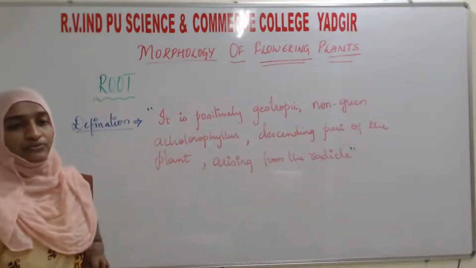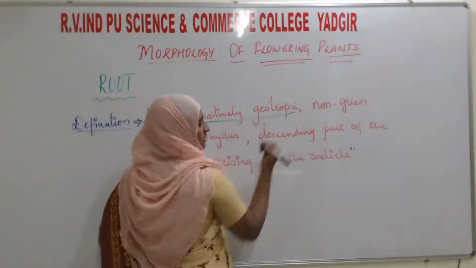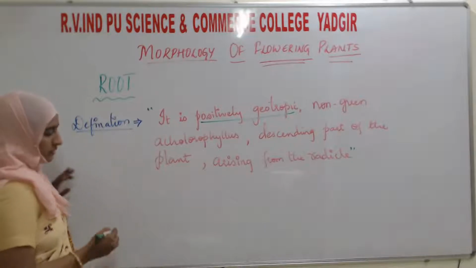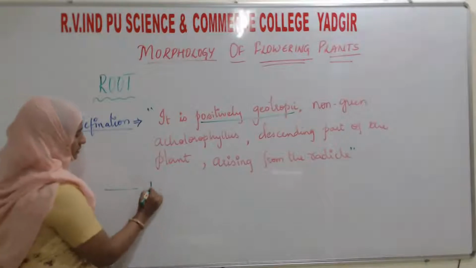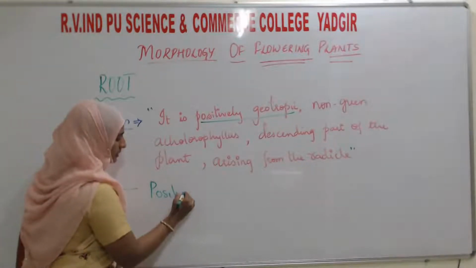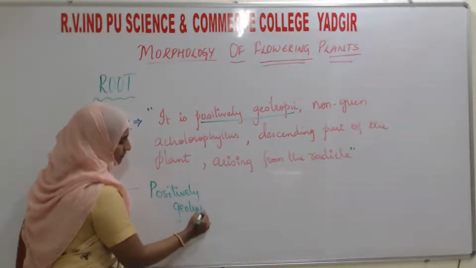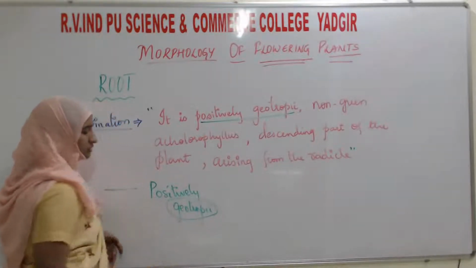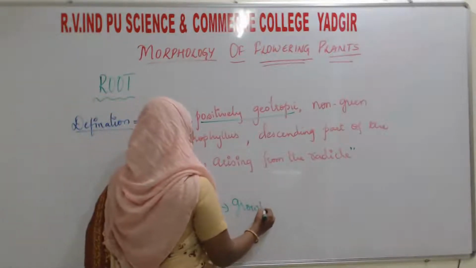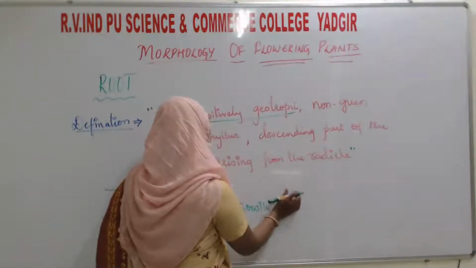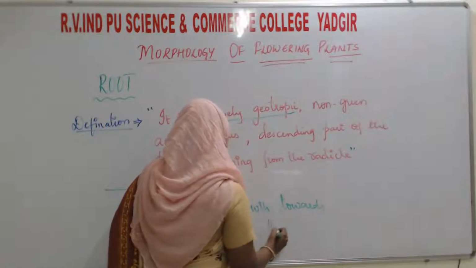In the definition of root, first of all, it is positively geotropic. Why are they saying positively geotropic? Geotropic means growth towards the earth.